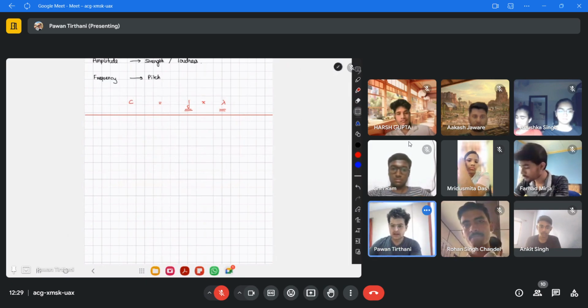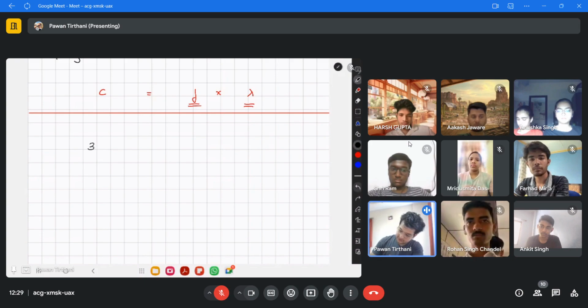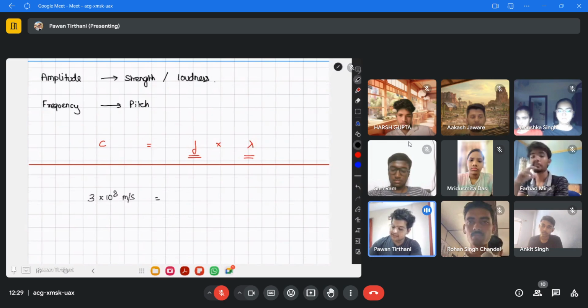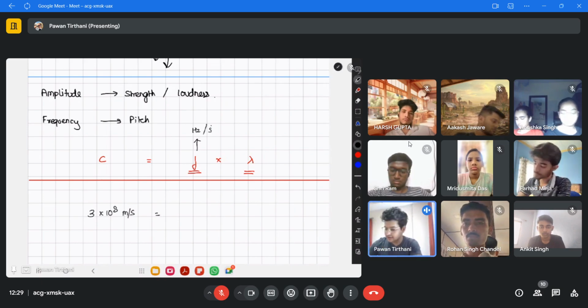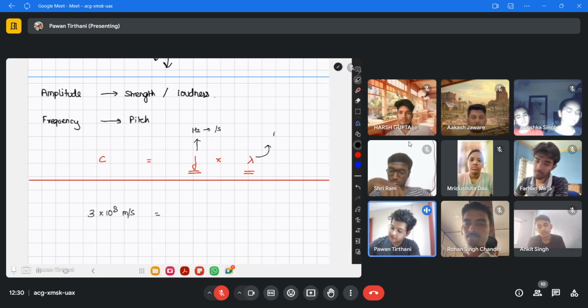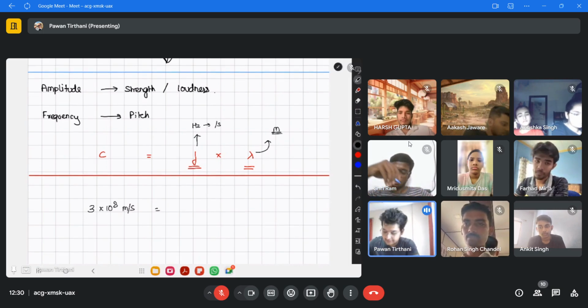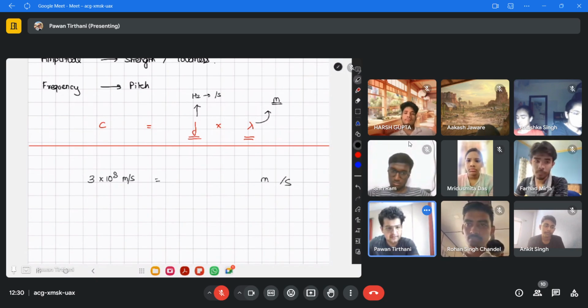Okay? Now, you know one thing: 3 into 10 to the power of 8 meters per second. What is frequency measured in, guys? Frequency is measured in hertz or per second, the number of cycles in 1 second. And wavelength is measured in the unit called meters. So something in meters multiplied by something per second will give you meters per second, right? So we have it over here.